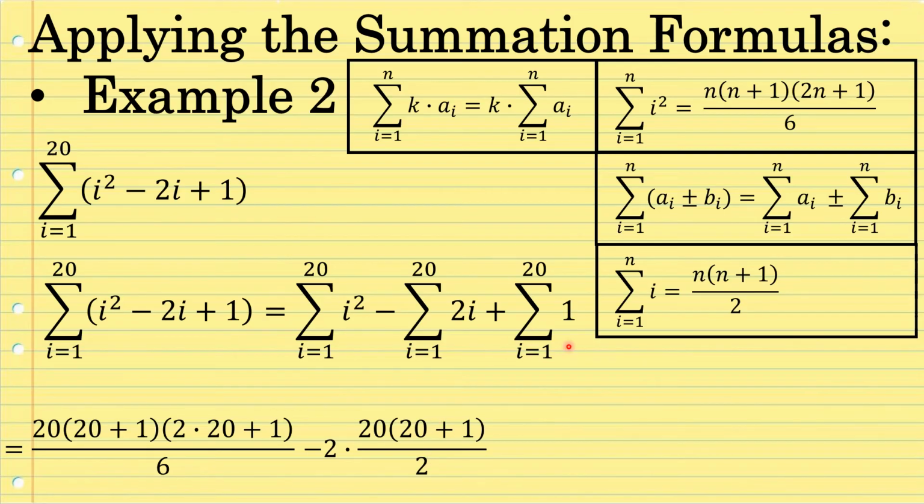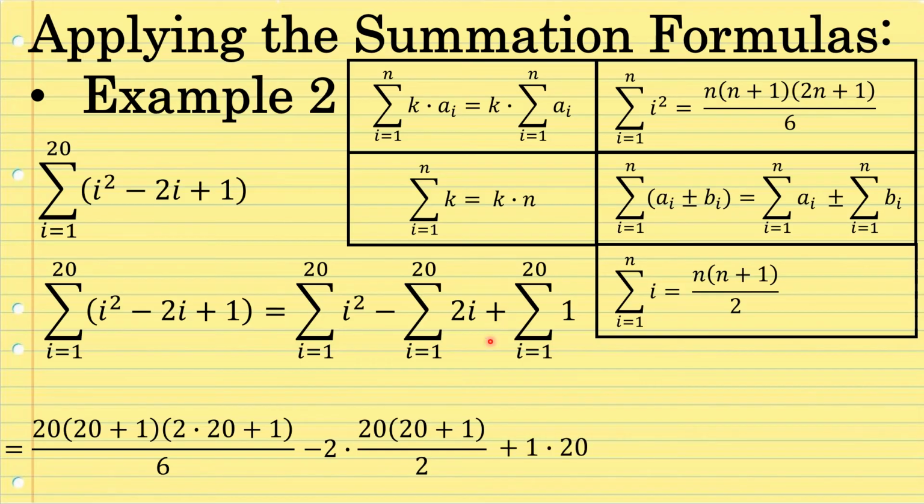The last term, the sum of 1 as i goes from 1 to 20. We have a formula for summing a constant. It's simply that constant times the value of n. So in this case, that will be 1 times 20. I'll put a plus sign, carry that down. 1 times n, 1 times 20 will be the last term in my solution.